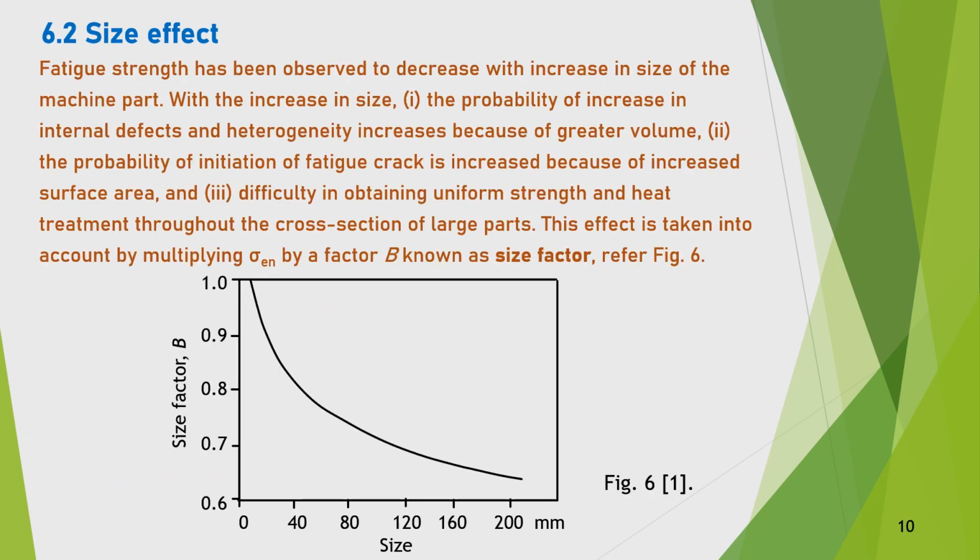Now we shall discuss how the effect of size is taken into account. The fatigue strength has been observed to decrease with the increase in the size of the machine part. With the increase in size, the probability of internal defects and heterogeneity increases because of greater volume. The probability of initiation of fatigue crack is increased because of increased surface area, and there is difficulty in obtaining uniform strength and heat treatment throughout the cross section of large parts. The effect of size is taken into account by multiplying the endurance strength by a factor B known as size factor.